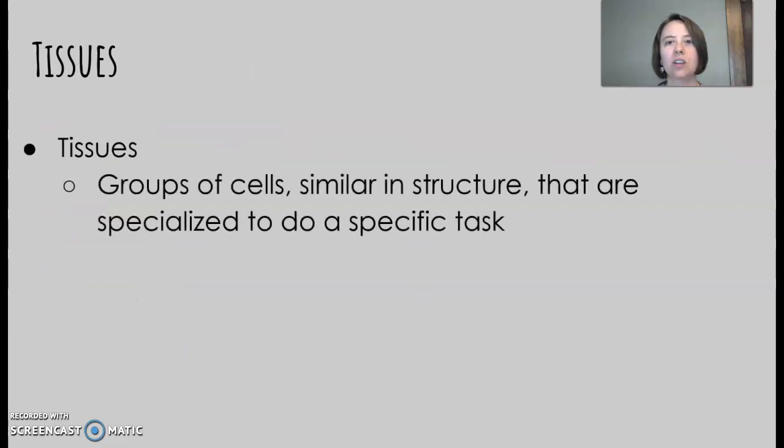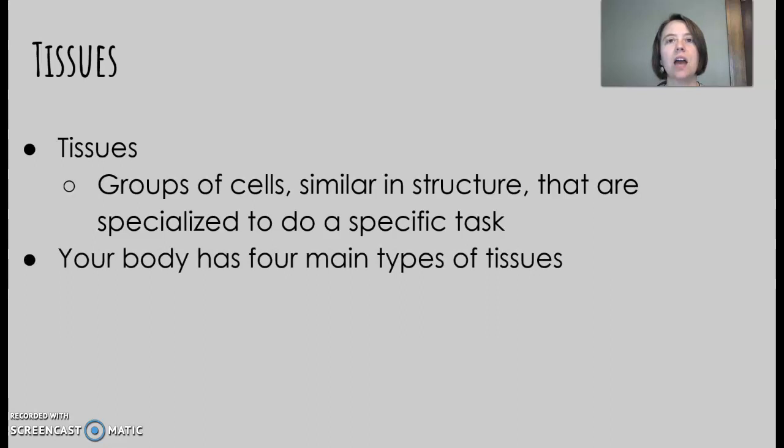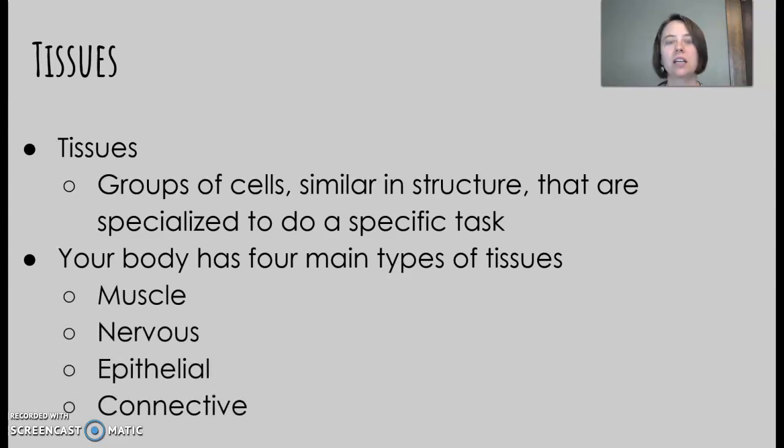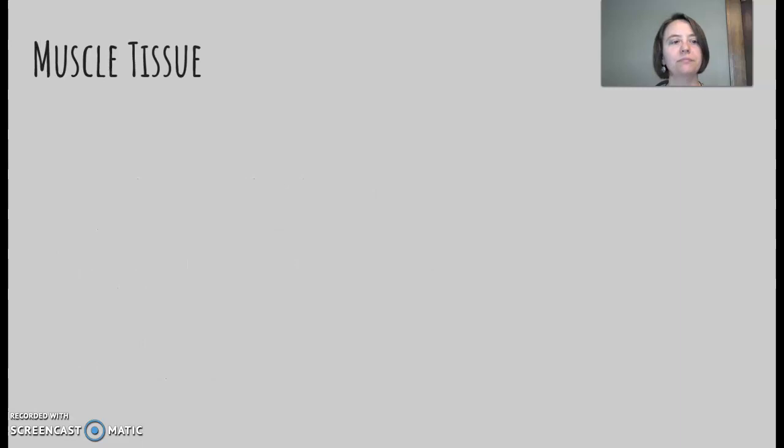So, tissues. Let's start out with tissues. What are they? They are groups of cells similar in structure that are specialized to do a specific task. And your body has four main types of tissues: the muscle tissue, nervous tissue, epithelial tissue, and connective tissue. Your book goes about them in a slightly different order, but this is the order I want to go through because it's tackling some of the easier ones first.